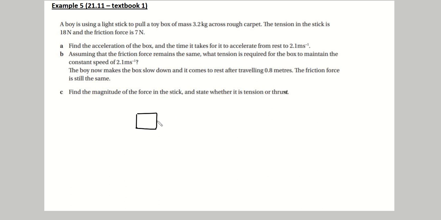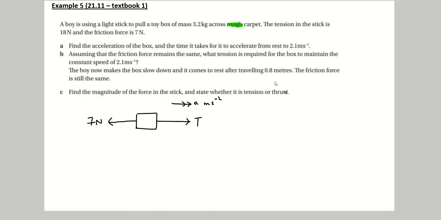So in part A, we had this scenario, didn't we? There was a boy pulling a 3.2 kilogram box, and he pulled it with a tension in the stick of 18 newtons. And because he was pulling it to the right, there was a force of friction acting to the left, because it was a rough surface. And we marked on the direction of acceleration with a double arrow as such, and we even found that out. Okay, now the scenario's changed a little bit. He's now causing the box to slow down, and it's coming to rest after travelling 0.8 meters.